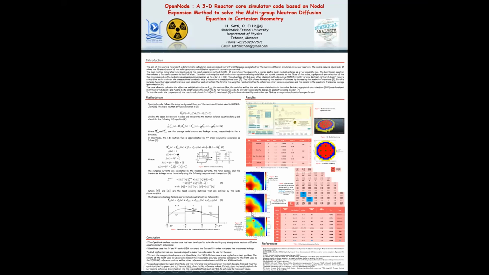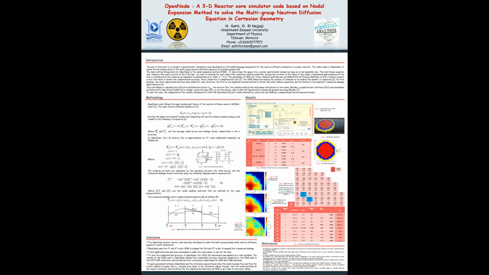Traces the thermal and fast energy group. So to conclude, the OpenNode nuclear reactor code has been developed to solve the multi-group steady-state neutron diffusion equation in multi-dimensions. OpenNode uses the second and fourth order nodal expansion method to expand the flux, and the second order to expand the transverse leakage. A graphical user interface application has been developed to make the code easier to use for the user.